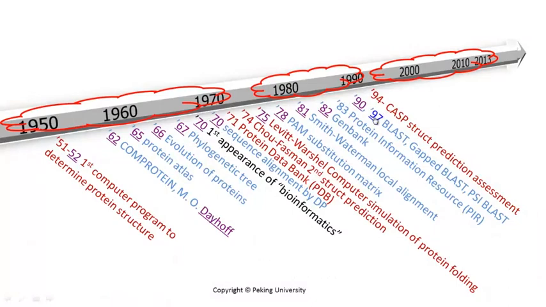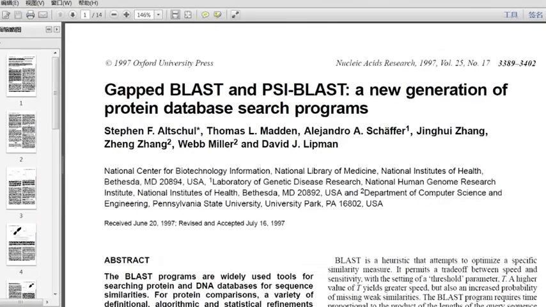In 1997, they published the gapped BLAST and PSI-BLAST algorithms in Nucleic Acids Research. According to Google Scholar, both of these papers had been cited nearly 50,000 times, making them two of the most highly cited papers in life sciences.